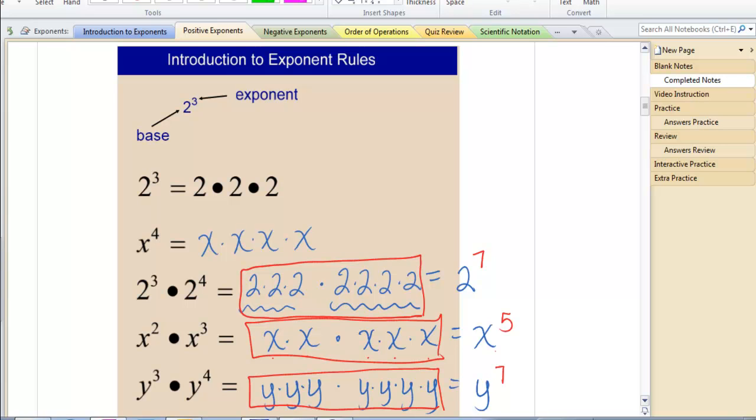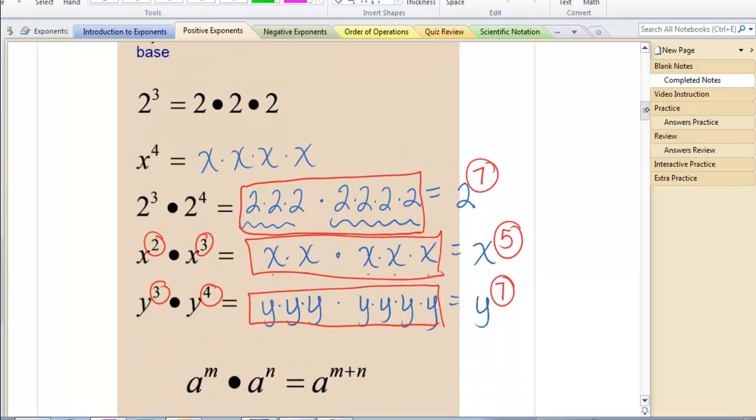Basically, when you multiply the same base together, you count up how many of those bases you have all together, and that's your new exponent. The shortcut to that is adding your exponents. So 3 plus 4 is 7 for this first problem, 2 plus 3 is 5 for the next problem, and 3 plus 4 is 7 for the next problem.